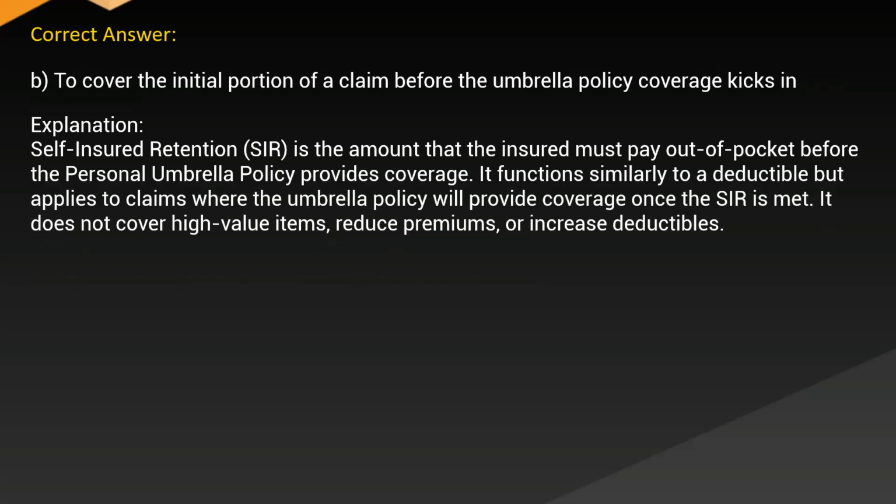Correct answer. B. To cover the initial portion of a claim before the umbrella policy coverage kicks in. Explanation. Self-insured retention, sir, is the amount that the insured must pay out of pocket before the personal umbrella policy provides coverage. It functions similarly to a deductible but applies to claims where the umbrella policy will provide coverage once the SIR is met. It does not cover high-value items, reduce premiums, or increase deductibles.